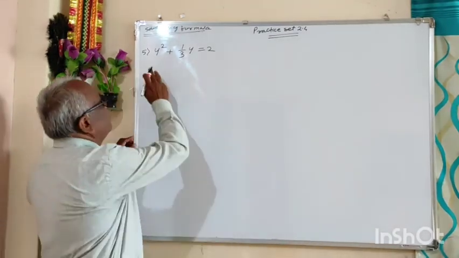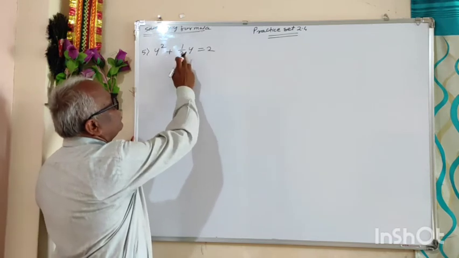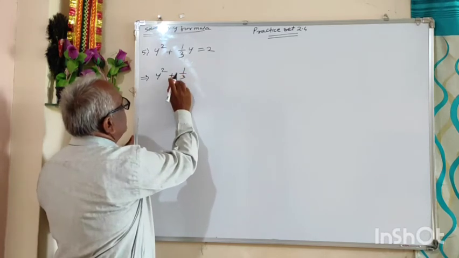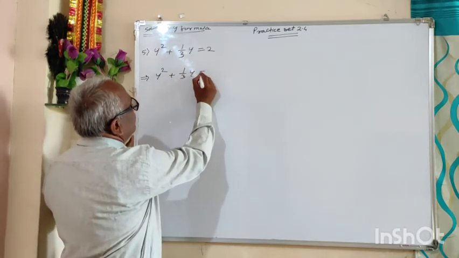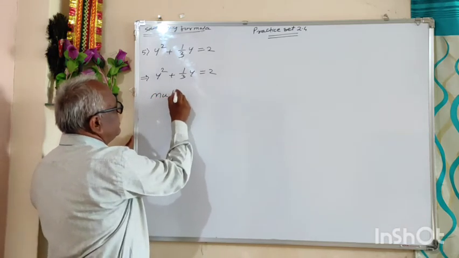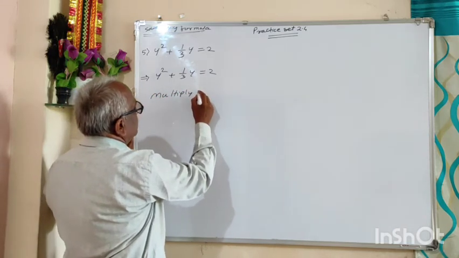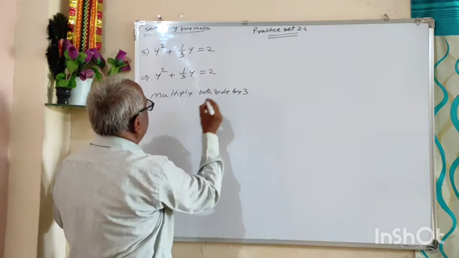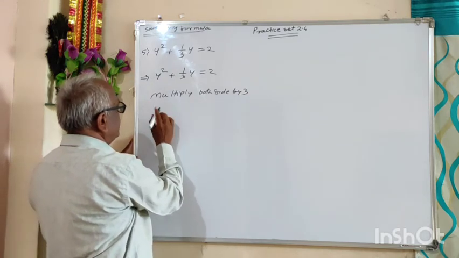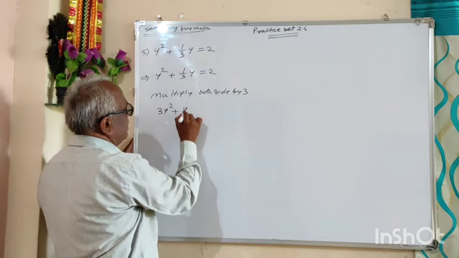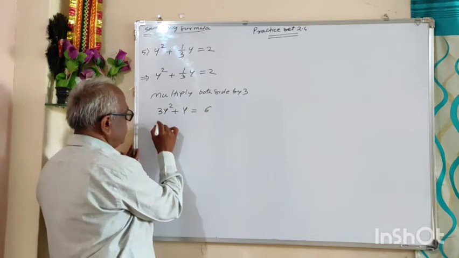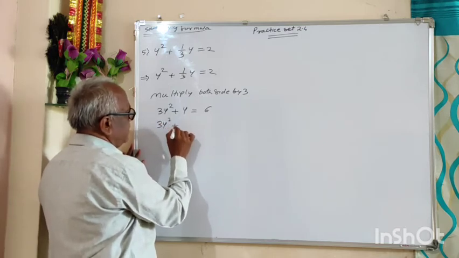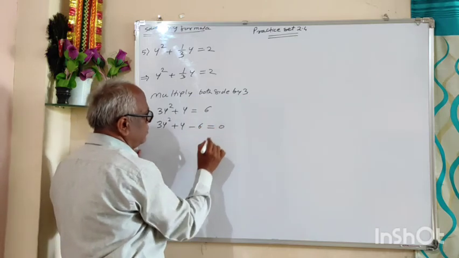Now fifth example, y square plus 1 upon 3y is equal to 2. Here the denominator 3 is there. So we are going to multiply both the sides by 3 to the given equation. So we'll get that 3y square plus y is equal to 6. So 3y square plus y minus 6 is equal to 0.